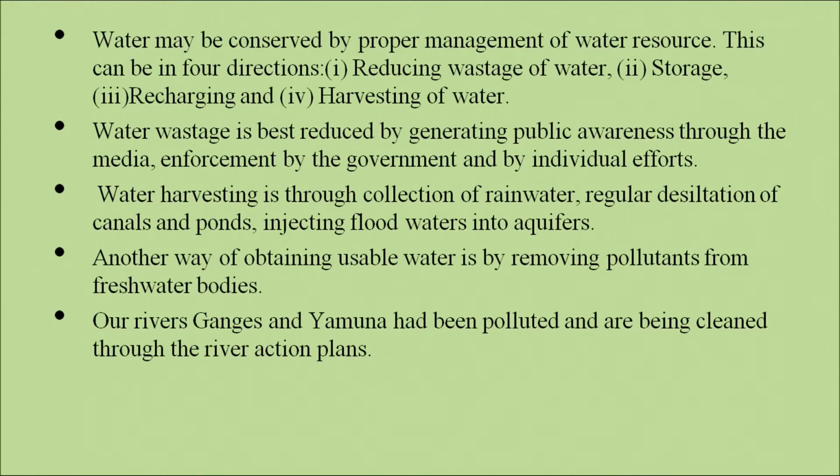Another way of obtaining usable water is by removing pollutants from freshwater bodies. Our rivers Ganga and Yamuna have been polluted and are being cleaned through the river action plans.